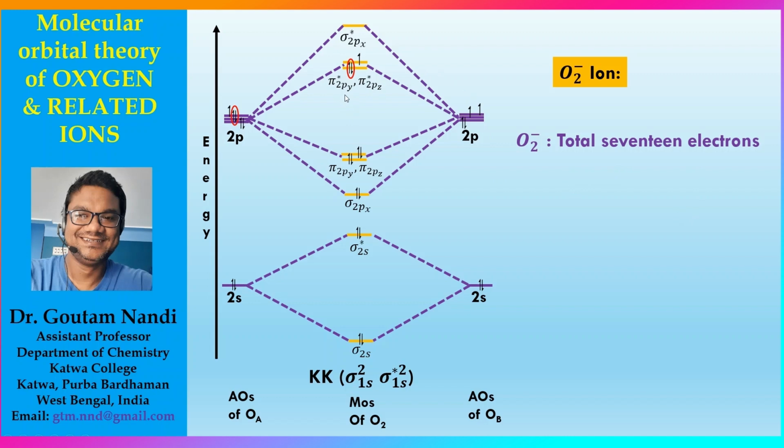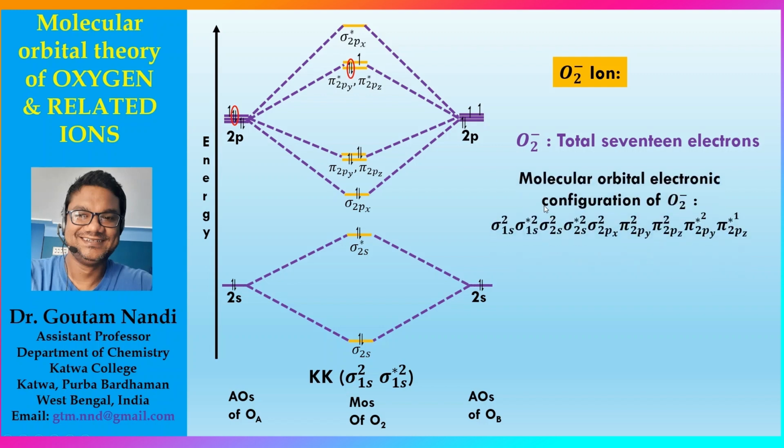Earlier for the O2 molecule it was an unpaired electron, but now it is paired up. So the electronic configuration will be changed here. Pi star 2 py becomes 2 and pi star 2 pz still has 1 electron. Now from the electronic configuration we can see the total number of bonding electrons will be 10 and the total number of antibonding electrons will be 7. So the bond order will be 10 minus 7 divided by 2, that will be 1.5.